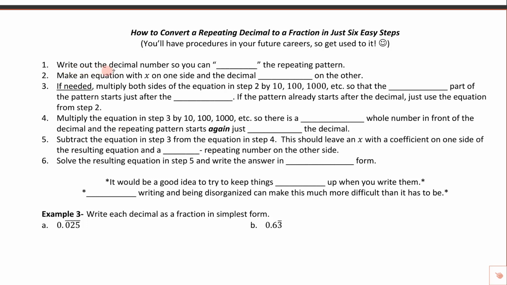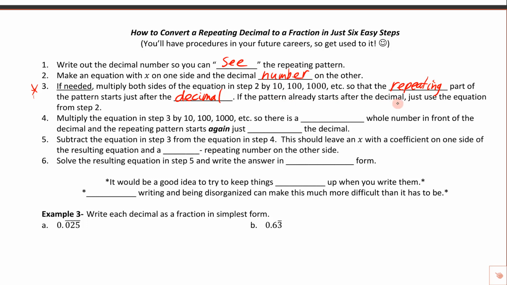So the first thing we're going to do is write out the decimal number so you can see the pattern. It's really important that you be able to see the pattern. We're going to make an equation with x on one side and the decimal number that repeats on the other side, like we were showing on the previous page. And then if needed, and you don't always need to, a lot of times this step isn't required. I didn't have to do this on the other one. It says multiply both sides of the equation in step number 2 by 10, 100, or 1,000, etc., so that the repeating part of the pattern starts just after the decimal. This is really important, that repeating pattern has to start just after the decimal.